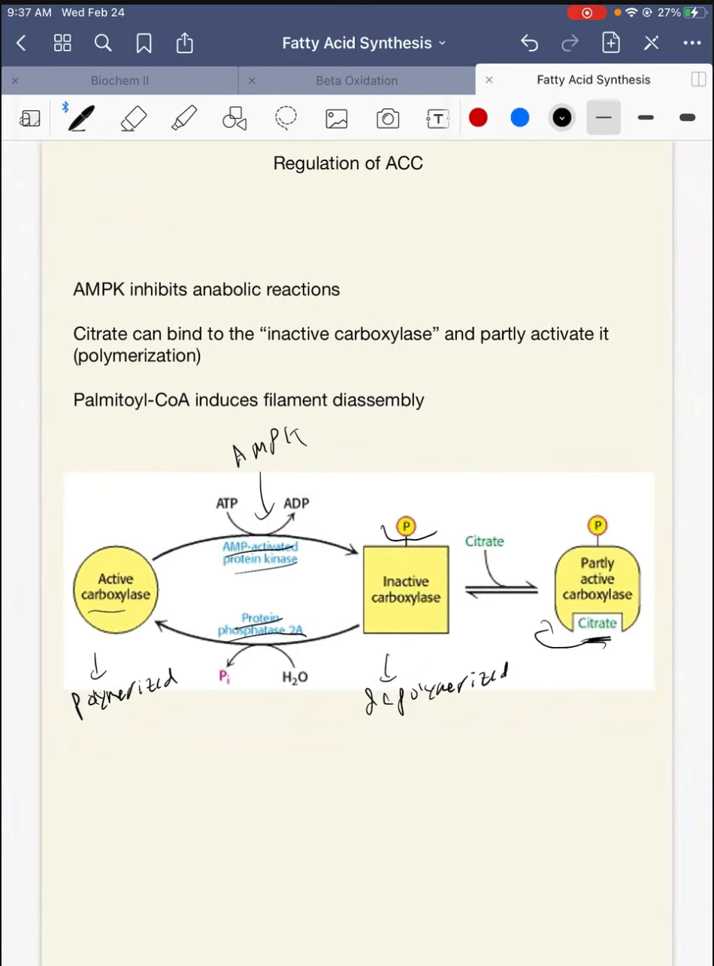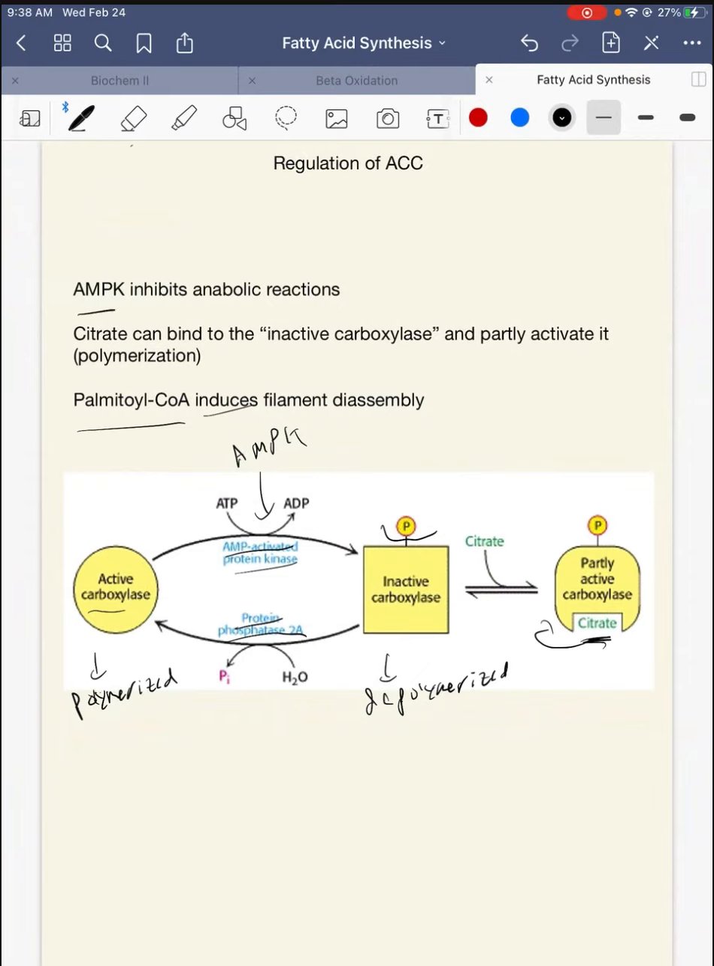And then palmitoyl-CoA, which is one of the products that can be made from fatty acid synthesis. So this induces filament disassembly, and then palmitoyl-CoA can bind here and then deactivate it. Kind of the opposite of what citrate does. So citrate can partially activate ACC because citrate is one way the cell signals that it has high energy. Okay.